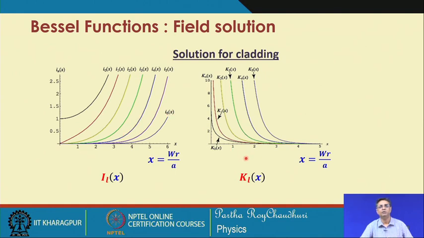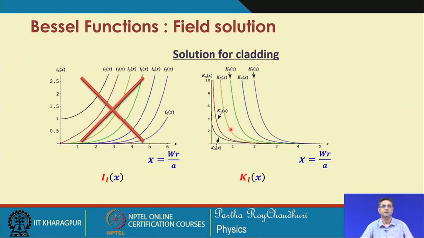Once again we will look at this: when r tends to infinity, this function I_L grows and becomes infinite, but the light power will always be finite; at infinity it cannot be infinite. So, this solution is again not acceptable, and we will combine the core solution with this solution as the cladding.